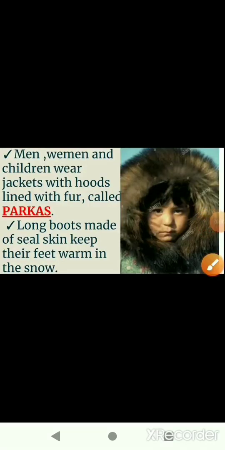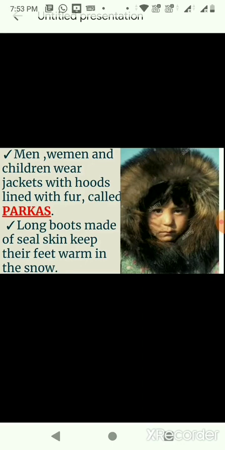Now children, as I told you, the people wear clothes made up of animal skin and fur. So the men, women and children wear jackets with hoods. Now children, what do you mean by hoods? This is called a hood. Jackets with hoods lined with fur are called parkas.